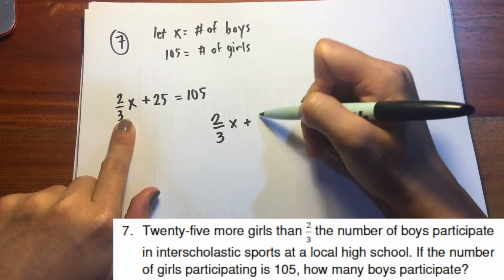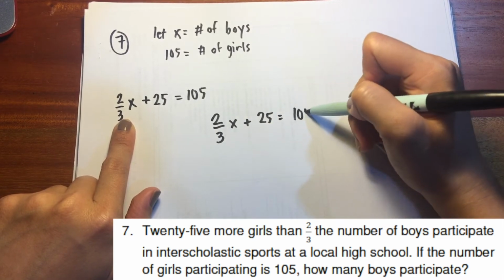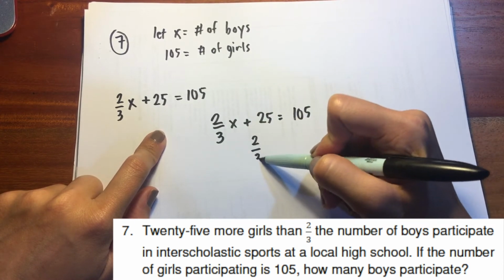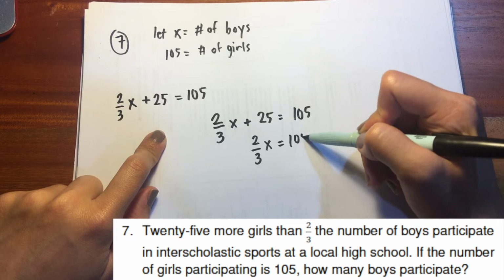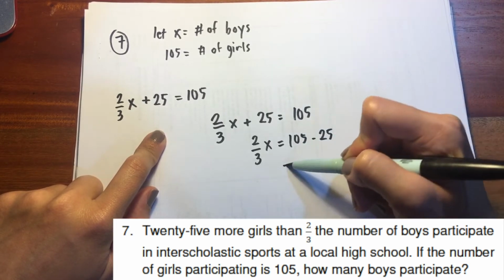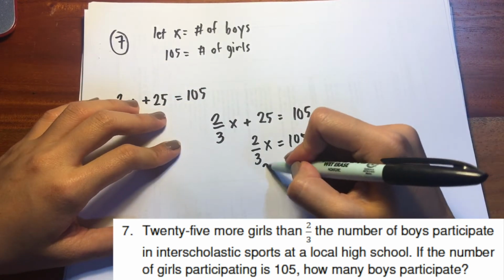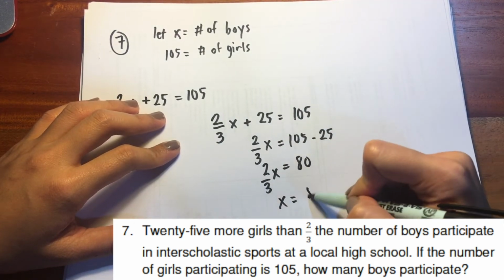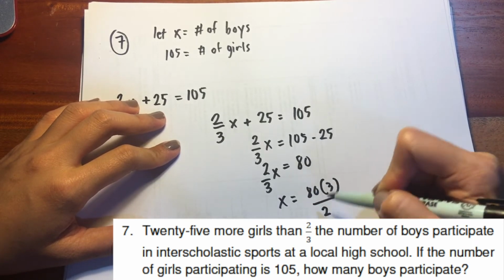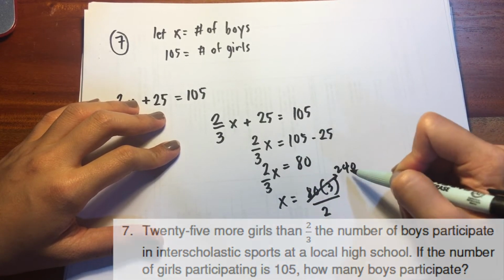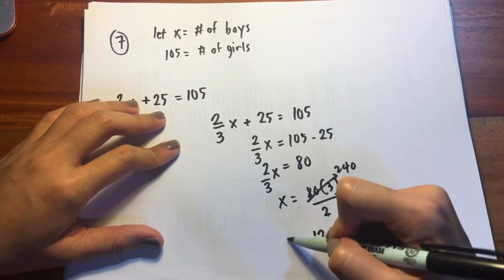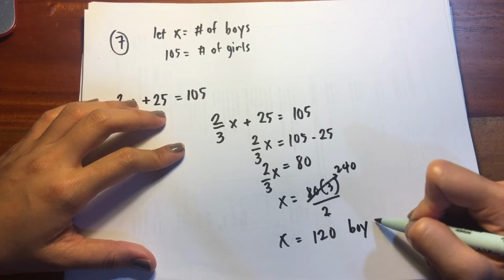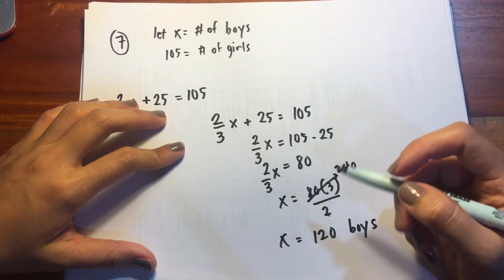2/3 X plus 25 is equal to 105. Subtracting 25 from both sides, 2/3 X is equal to 105 minus 25, 80. So 80 times 3, that's 240. 240 divided by 2, that's 120. So X is equal to 120. So there are 120 boys who participated. Letter C.